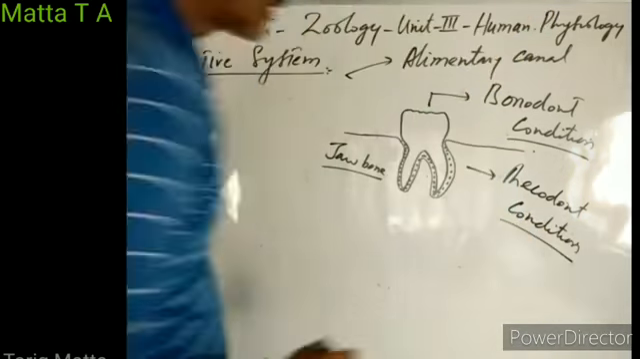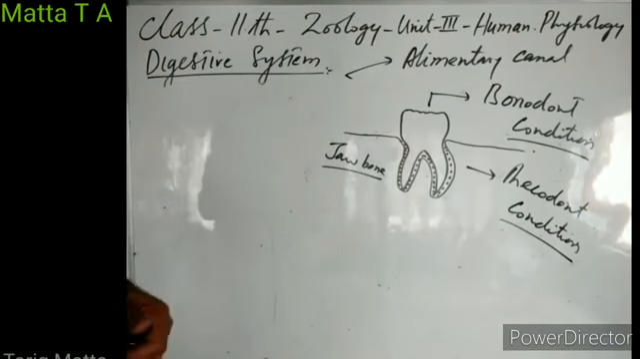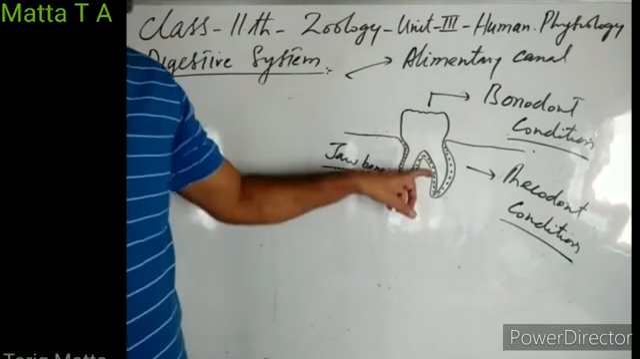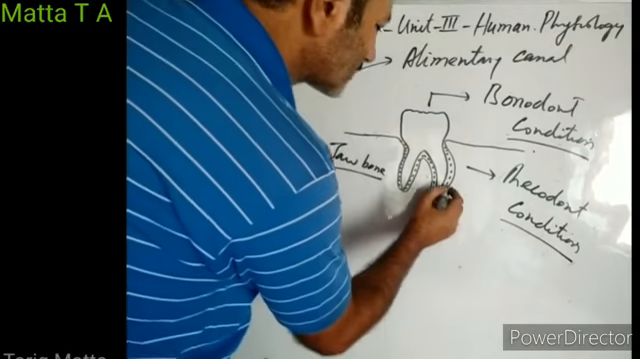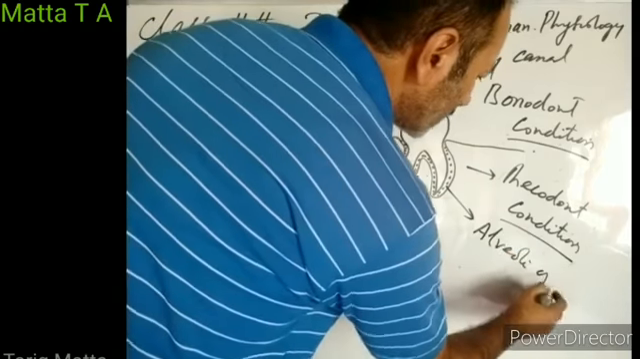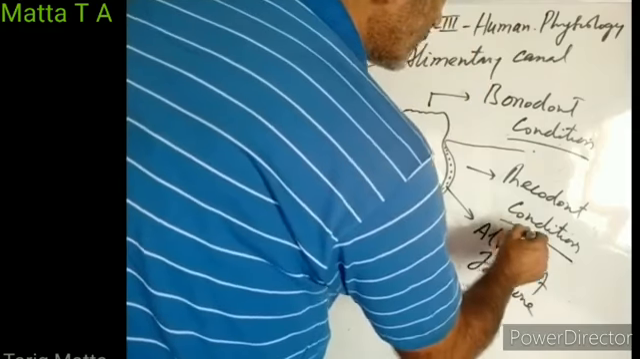In some animals, the teeth are superficially attached to the surface of jaw. That condition is known as acrodont condition. But in human beings, the teeth are firmly lodged in the alveoli. This is the alveolus of jawbone. This condition is known as thecodont condition.